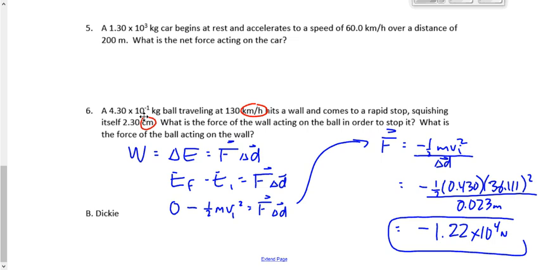Now, what's the answer to the second part of this question? The force of the ball acting on the wall. Positive 1.22 times 10 to the 4, right? We don't have to figure that out, because we know that if object A applies a force on object B, the wall applies a force on the ball, then the ball applies an equal and opposite force on the wall. So of course it has to be equal in magnitude, opposite in direction.